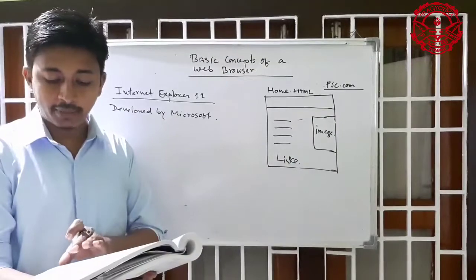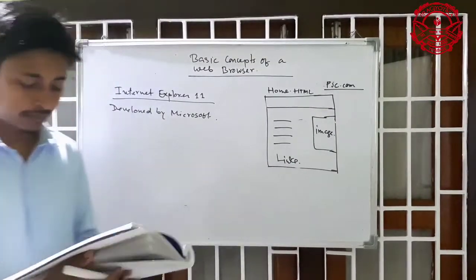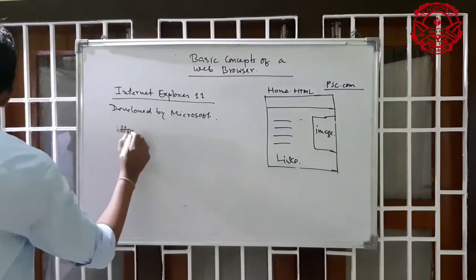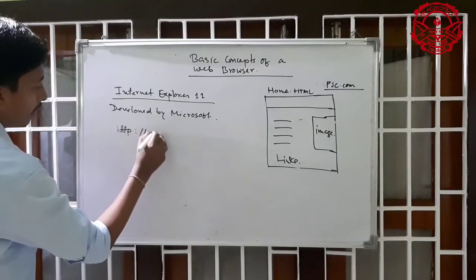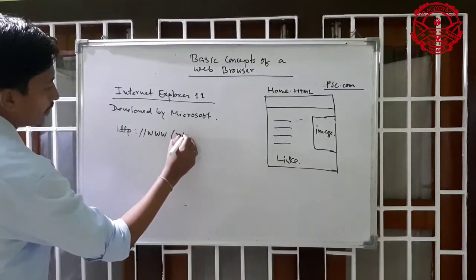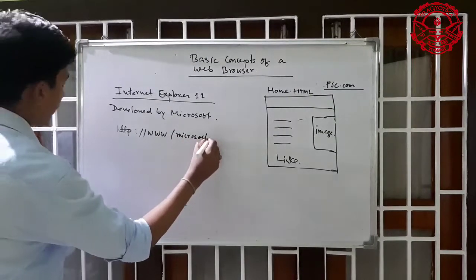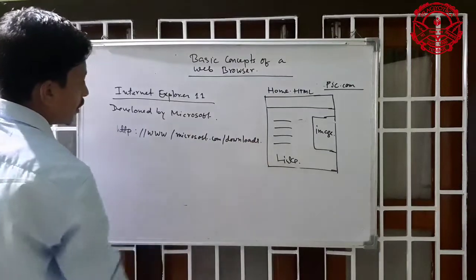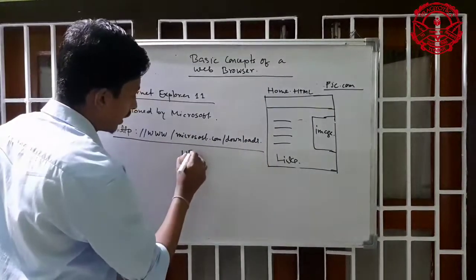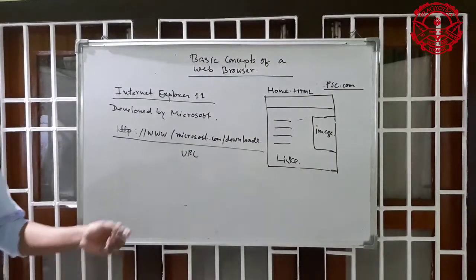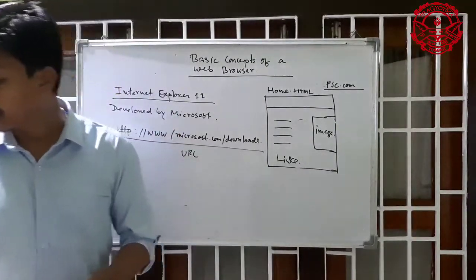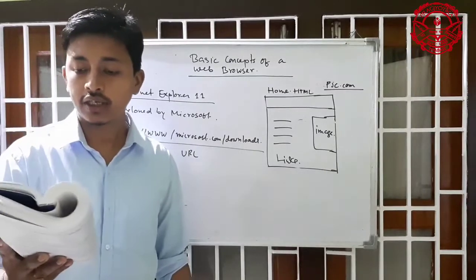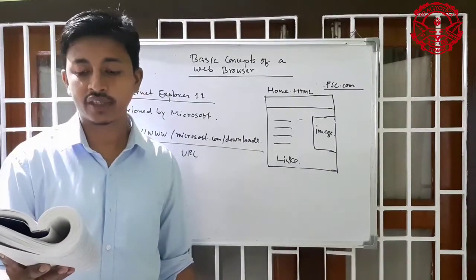It can be downloaded from the website http://www.microsoft.com/downloads. This is a URL, a uniform resource locator. This URL is used to download Microsoft Internet Explorer 11. Now, first, starting Internet Explorer. Once you have logged onto the internet, you need to start a web browser, to start your Internet Explorer.